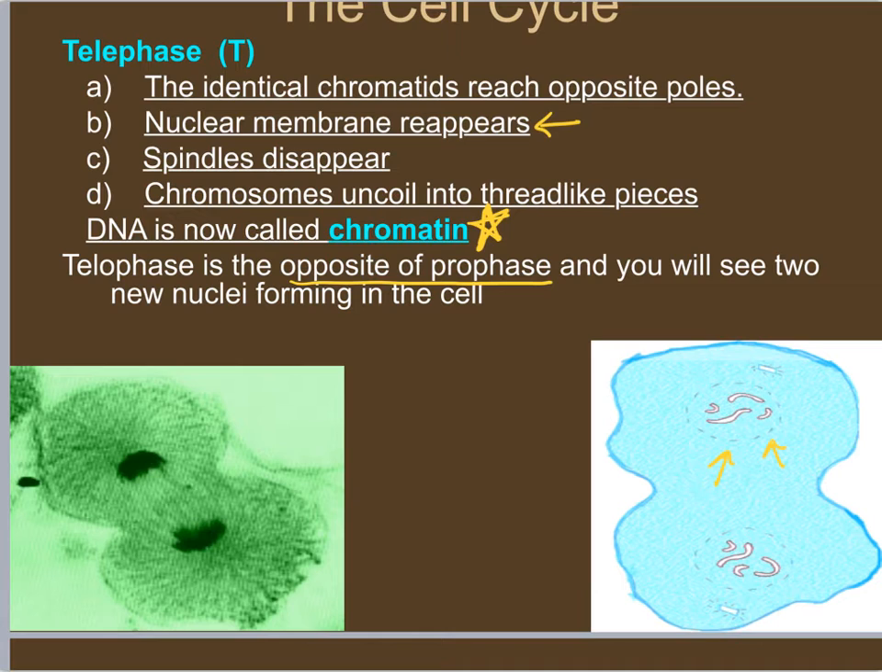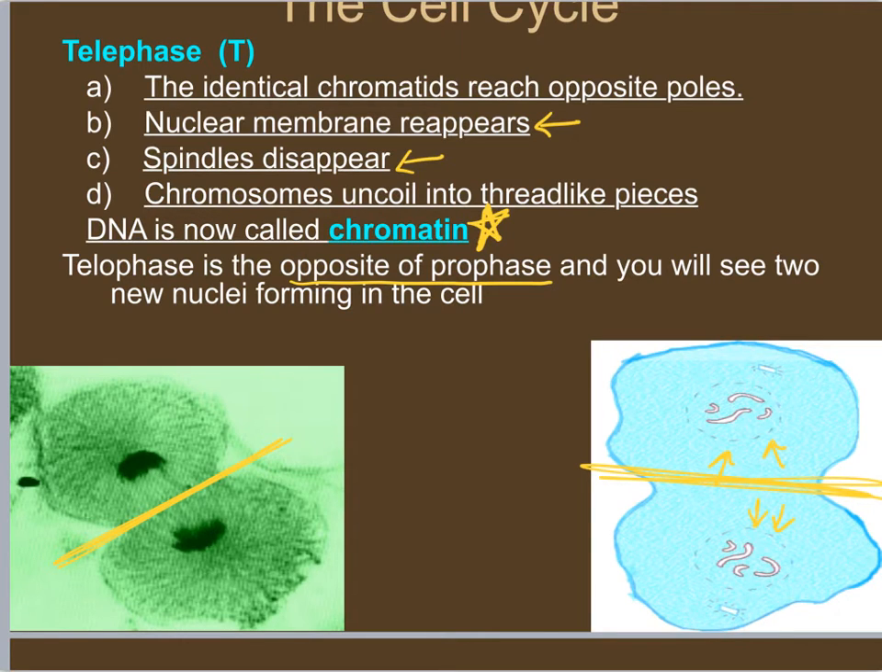It's reforming, except there's two of them. So that's the opposite of prophase. In prophase, spindles appeared. Now they're going to disappear. Anyway, you can see very clearly that two new cells are in the process of forming. The nuclei are reforming. So in the first three steps of PMAT, of mitosis, prophase, metaphase, anaphase, you split the nucleus. In the last step of mitosis, telophase, you're putting the nucleus back together.